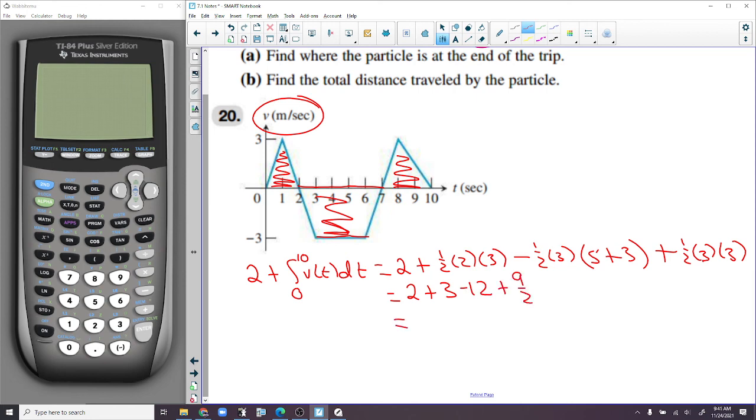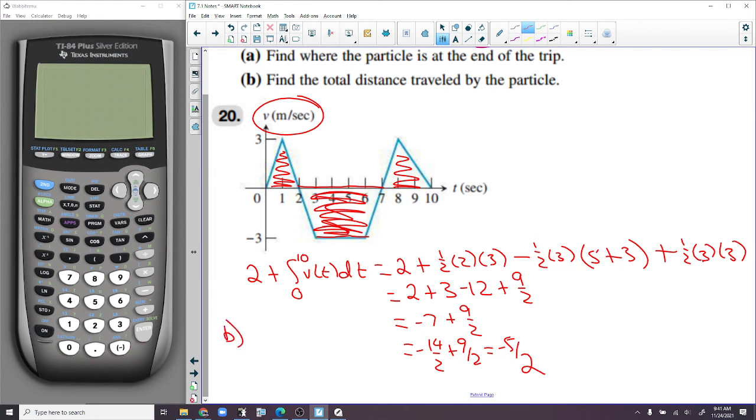Great, we got a little fraction to deal with. 5 minus 12 is negative 7, plus 9 halves. That's negative 14 halves plus 9 halves. I'm getting negative 5 halves for the final position. Where is the particle? Negative 5 halves. It ends up being negative because of this big negative area, right? It traveled to the left a lot.